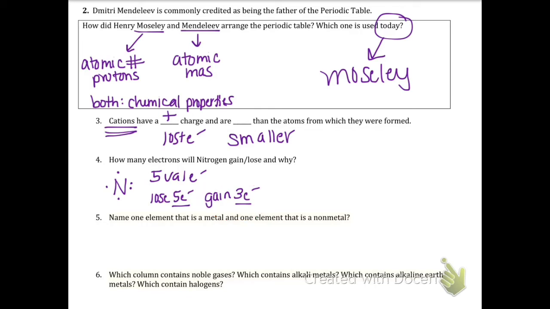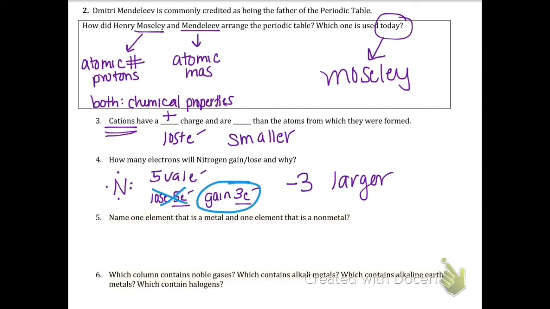So gaining 3 is a lot easier than losing 5. So when we gain 3 minuses, okay, then what kind of charge do we have? If we counted up all our pluses and minuses, we will have 3 more negatives than positives because we gained 3 electrons here. When we gain 3 electrons, it becomes larger.